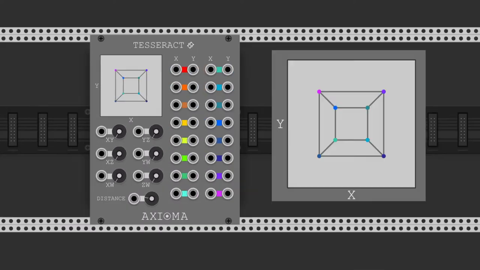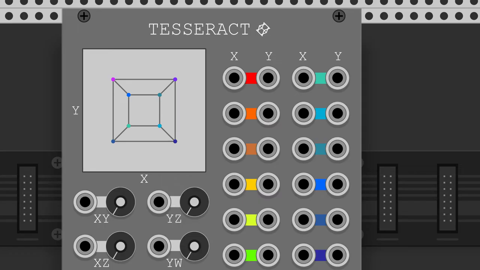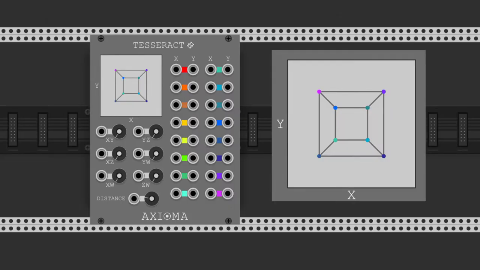It has 8 vertices. Each vertex is color-coded, and it has 2 outputs, to the X and Y axes. For instance, the light green vertex sends a value for X and another value for Y. We will focus on the cube. There are 8 more vertices for when we add another dimension.